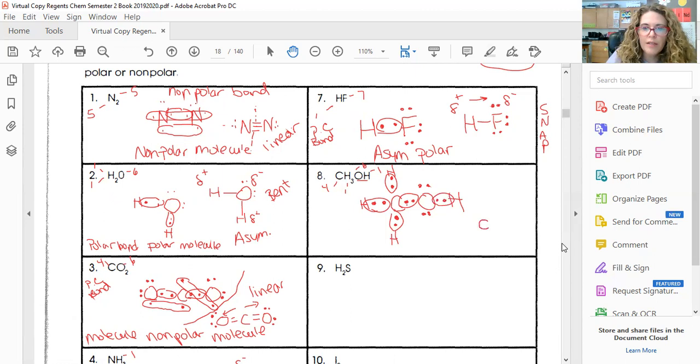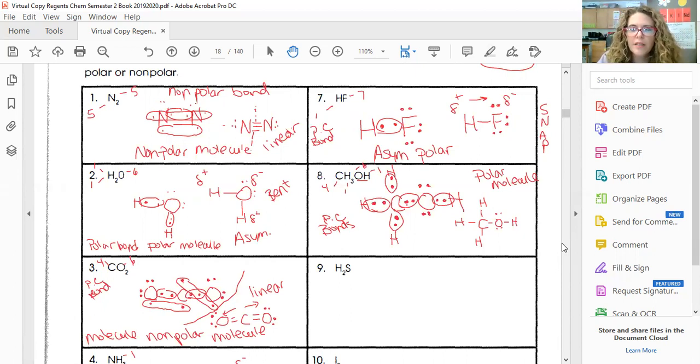So now I'll redraw it. So I have carbon, and I made a bond to a hydrogen. I made a bond to a hydrogen. I made a bond to the hydrogen, and then I made a bond to the oxygen and to the hydrogen. And let's not forget this right here. So then here I have polar covalent bonds, and then I have a polar molecule because it's definitely asymmetrical, right? Because I've got an OH on one side and an H on the other side.